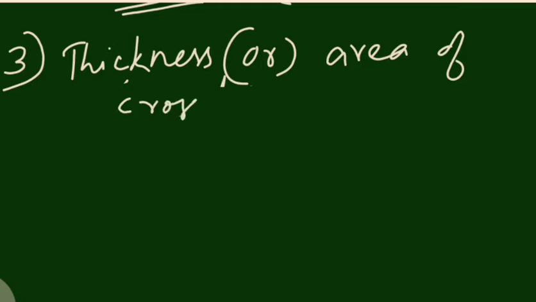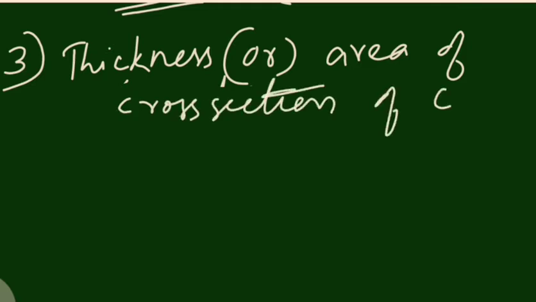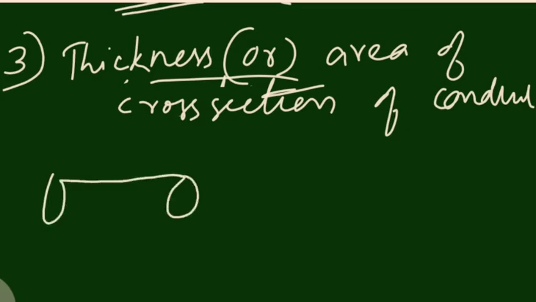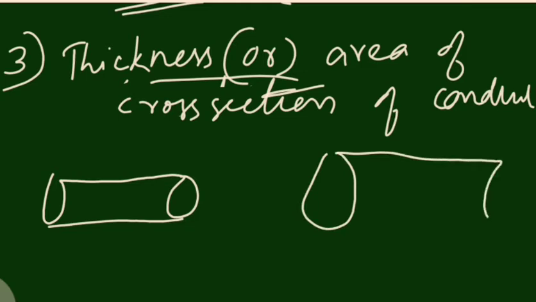Cross section of the conductor. So let us consider two conductors. This is a thin conductor of the same length. I am going to consider a very thick conductor of the same length only.